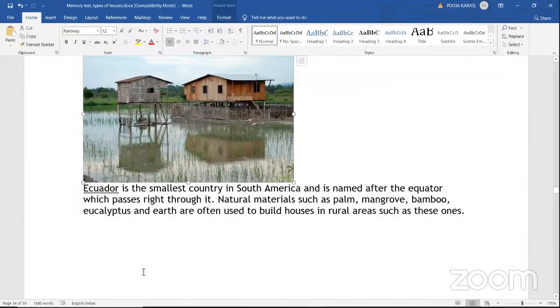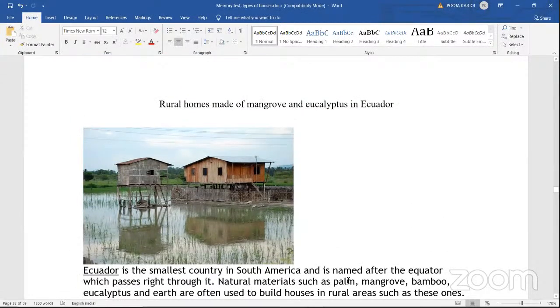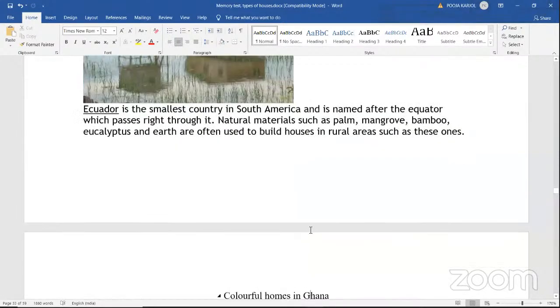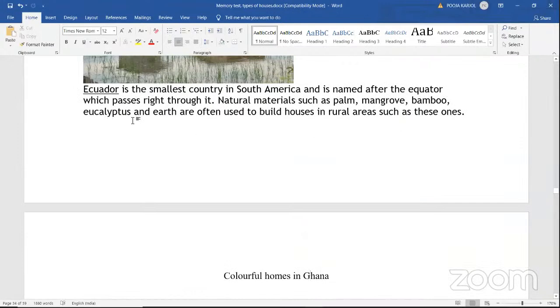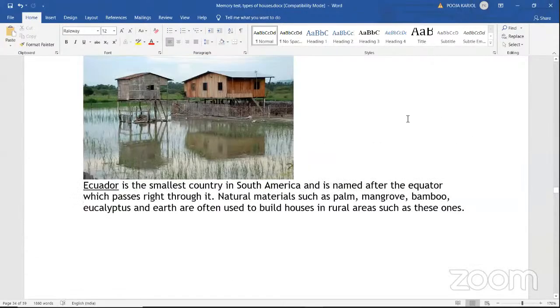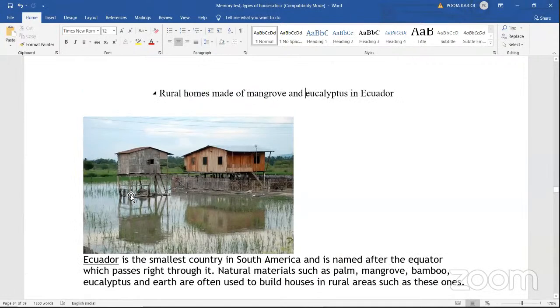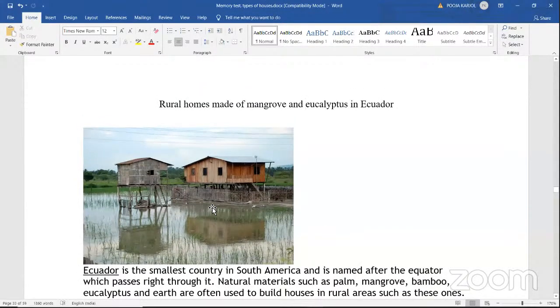Ecuador. Okay. Ecuador is the smallest country in South America and is named after the equator which passes through it. Natural materials like palm, mangrove, bamboo, eucalyptus, and earth are often used to build houses in rural areas such as this one. They have made it on stilts because it's an agricultural area.